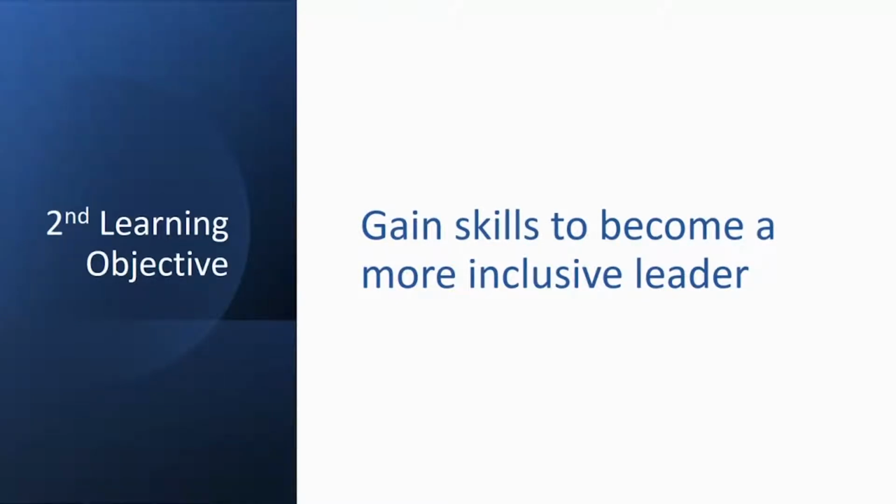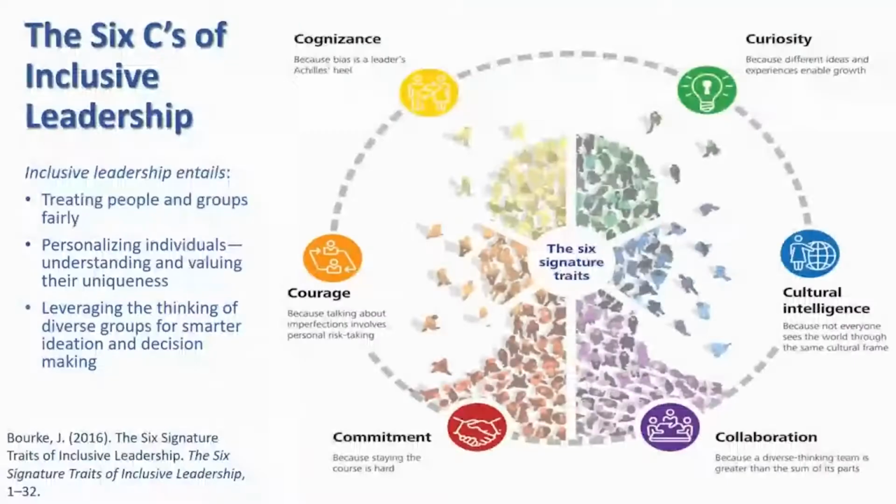The second learning objective is to gain skills to become a more inclusive leader. So let's start here. We've defined inclusion, we've discussed why it's important and how it connects to other concepts like diversity, equity, and anti-racism. But let's move to discussing the skills necessary to become a more inclusive leader. I think by now you understand why understanding those issues is important to us as leaders in doing this work.